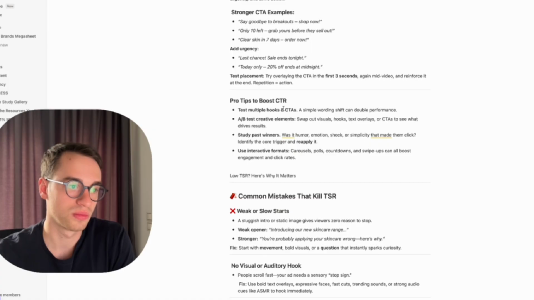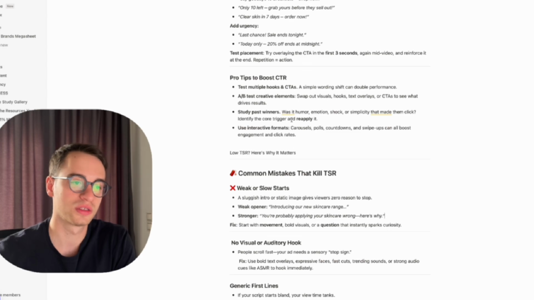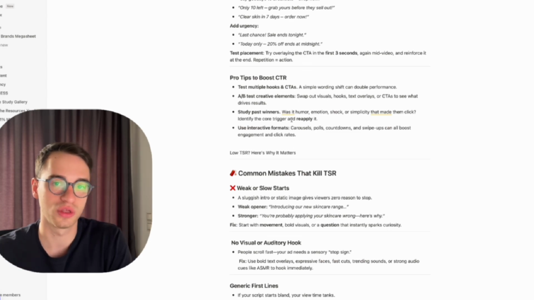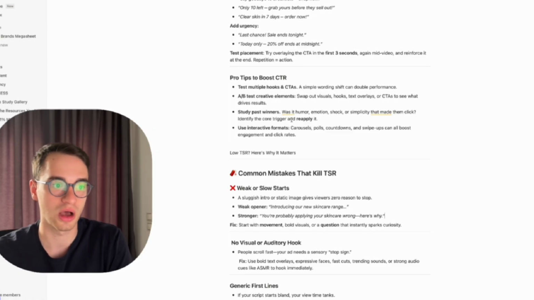So just to summarize everything, the tips to boost click-through rate are to test multiple hooks, multiple calls to action, and really split test across creative elements, like swapping out different visuals. Even if click-through rate is basically a metric that gauges how many people click through, it has a very, very close connection to the hook itself and how we are positioning the specific video creative.